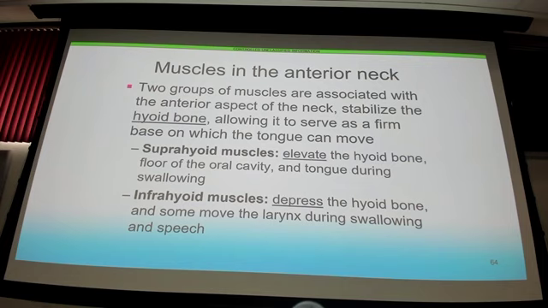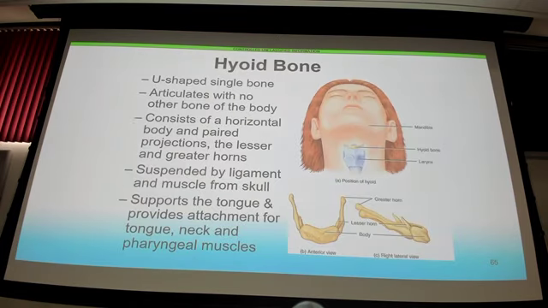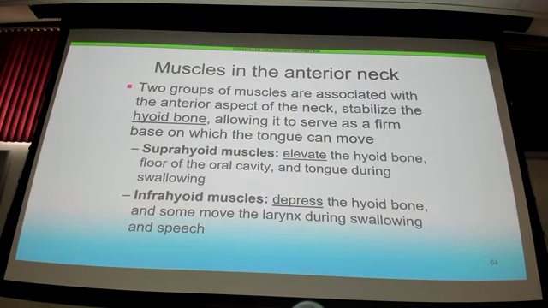Golly. Can't do it. Muscles in the anterior neck. We need to take a break. We're not going to get deep into these, and I'm not going to finish the slides on these. So that's a good spot. Let's take a break.